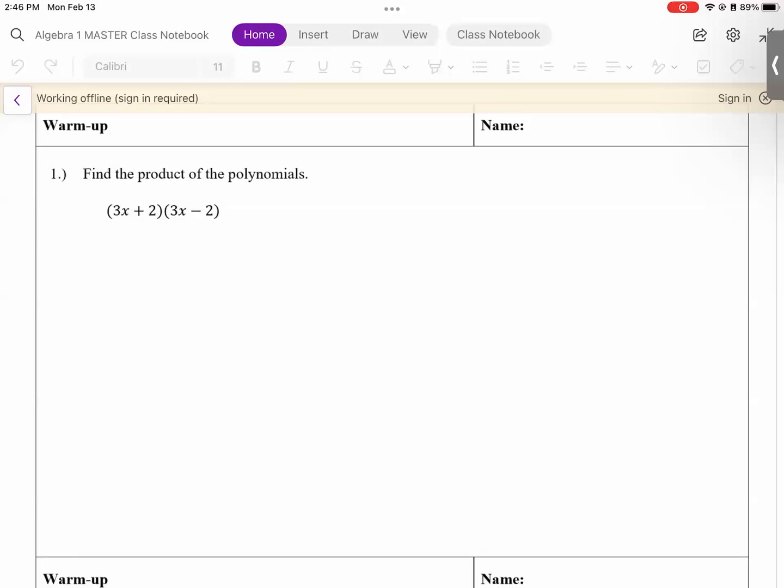Go ahead and start the warm up. You're going to find the product of the two polynomials. Notice that those are going to be one of those special cases. So again, have about 5 minutes, pause the video, and then we'll come back to it.